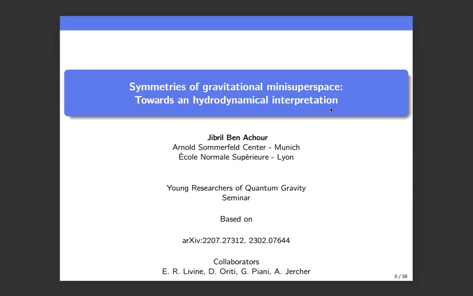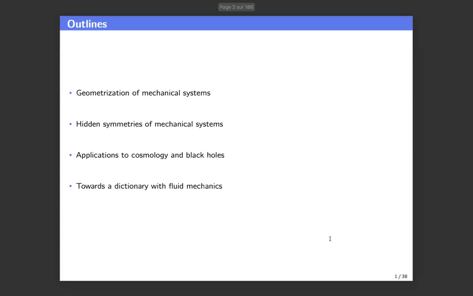Everything that I'm going to say is based on these two articles, for which I gave the arXiv numbers. Also, the work that I will present has been done with Etera Levin, from Lyon here, Daniel Oriti, one student Goffredo Piani, and another student Alexander Gercher. Okay, so that's the outline of the talk.